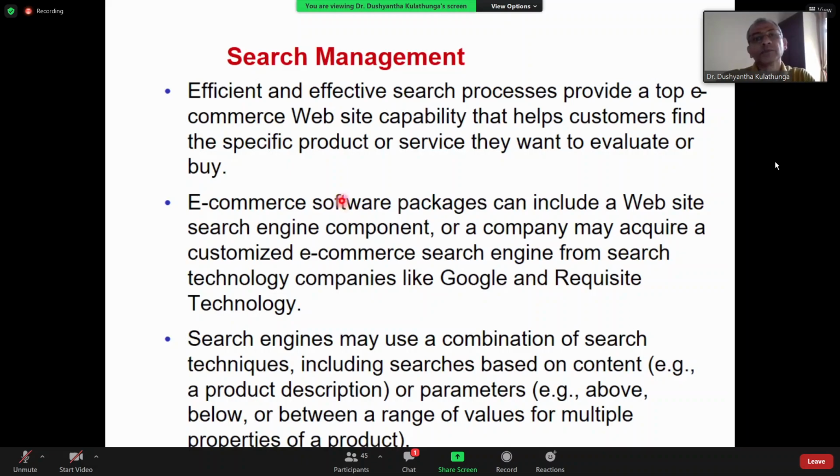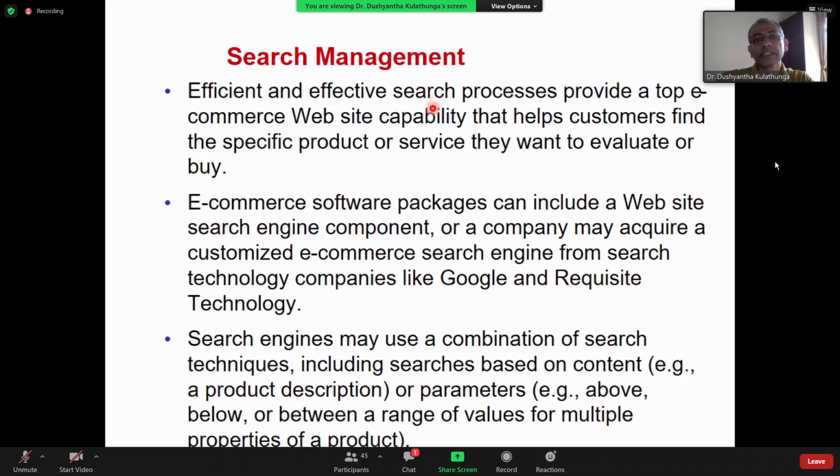Okay, now we are moving to the next process, that is search management. The first point says the efficient and effective search processes provide a top e-commerce website capability that helps customers find the specific products or services that they want to evaluate or buy.